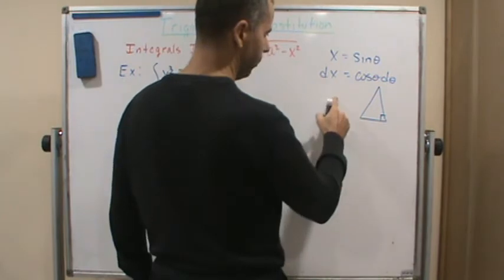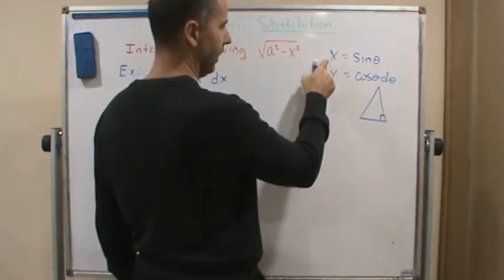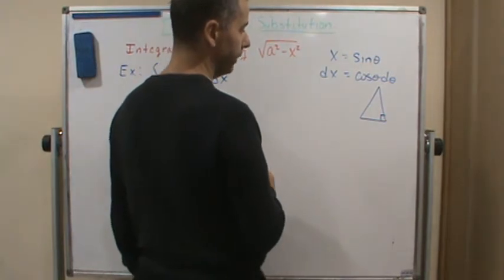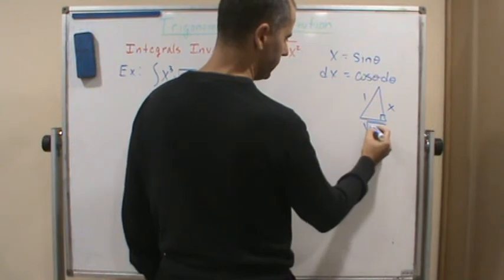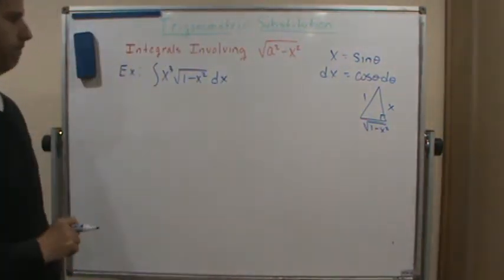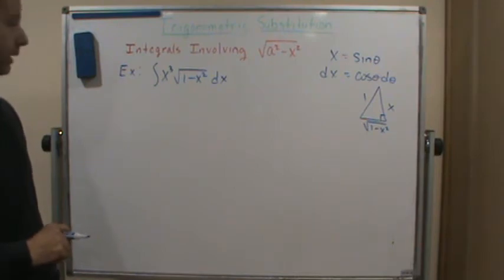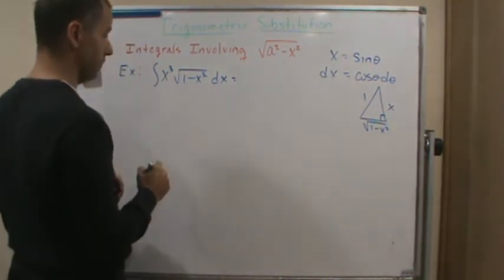So in this case here, what do I get? Well, this is just x over 1, right? So this is going to be x and 1, and then of course this is going to be the square root of 1 minus x squared. Okay?